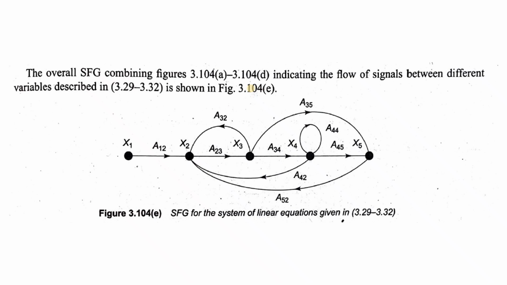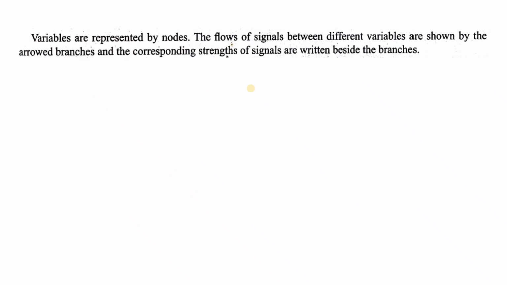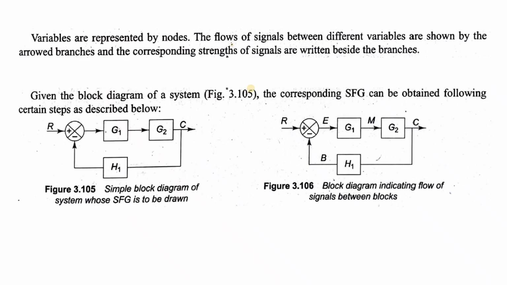Now how to implement it in the block reduction technique? How can this replace the block reduction technique? Because we started by saying that block reduction technique is very tedious and time consuming, so we will find the overall transfer function for complicated systems using signal flow graph, not by block reduction technique. So how is it implemented over here? Very easy.